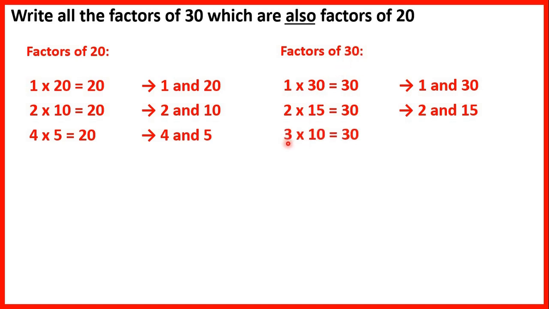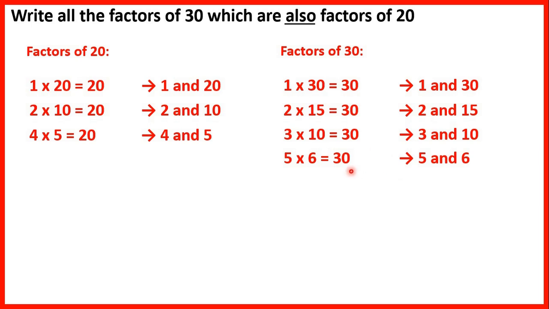3 is a factor because if we multiply 3 by 10, we get 30, so that's 3 and 10. 4 is not a factor because we can't multiply 4 by any whole number to get 30, but 5 is a factor because 5 times 6 is 30, so 5 and 6 are factors as well.